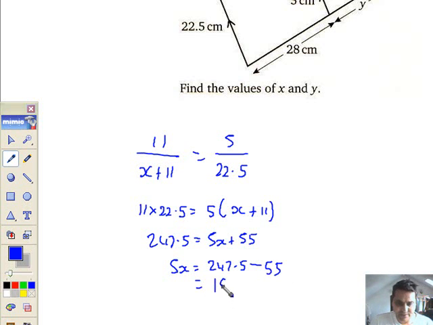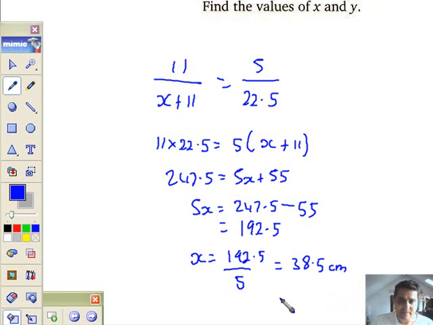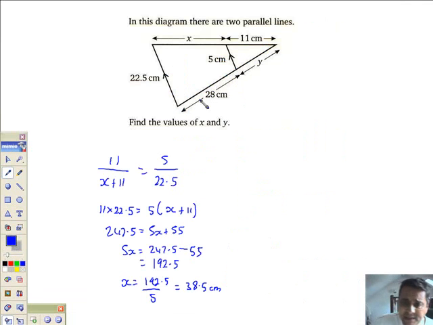That gives us 192.5. So 5x is 192.5. I'm going to divide that by 5 and get our answer. That gives us 38.5 centimeters. Why not? 38.5 centimeters, and that's it. That's the x sorted. Now the y, similar sort of thing.